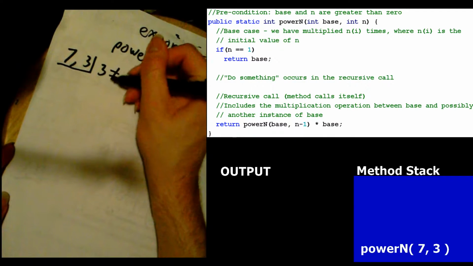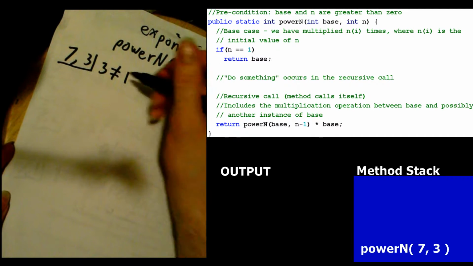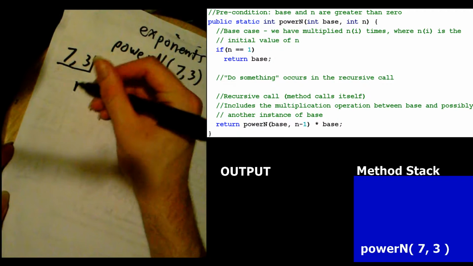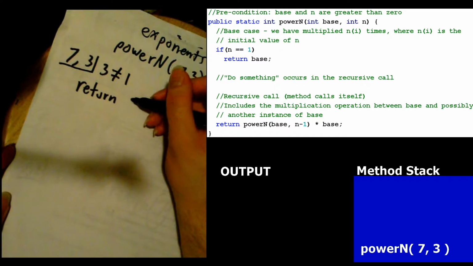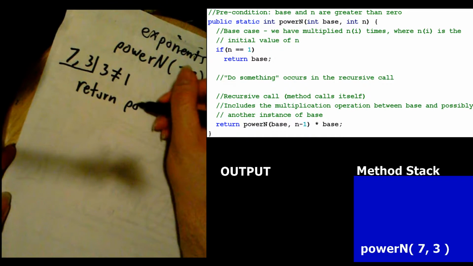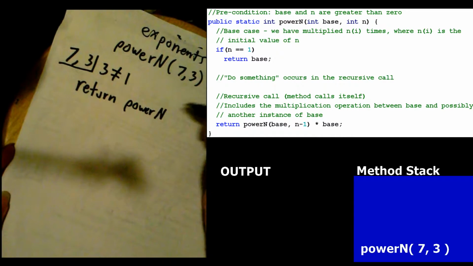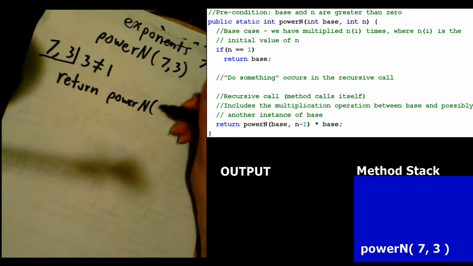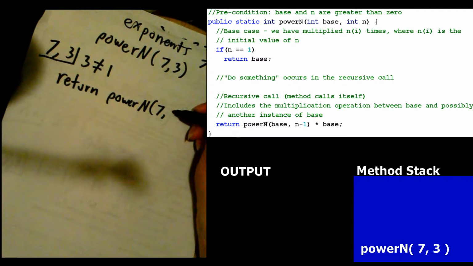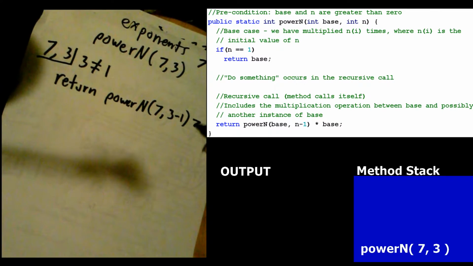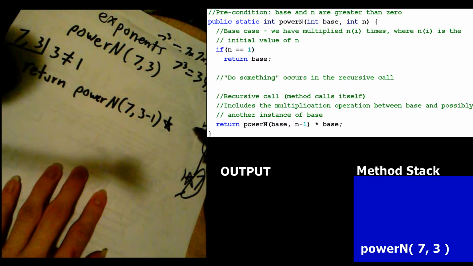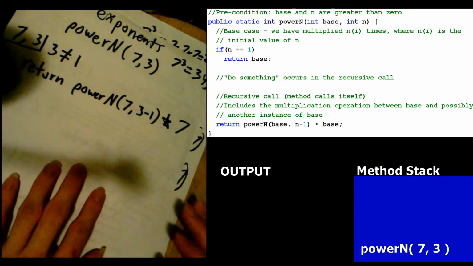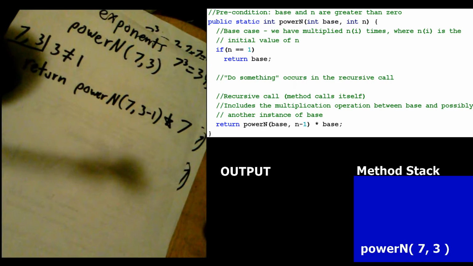So let's start off where we pass the method 7 and 3. So we see that 3 is not equal to our base case, 1. And so what we do instead is we return the result of calling our method still with the same base. We have to continue passing that along, but give it n minus 1, which in this case is 3 minus 1. And eventually return that times the base, which is 7. So that's what it is at 7, 3.